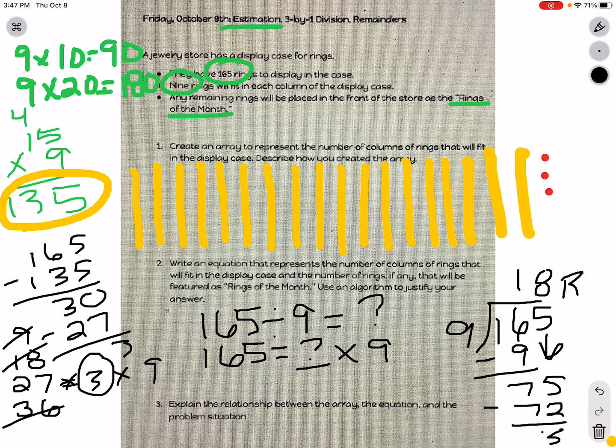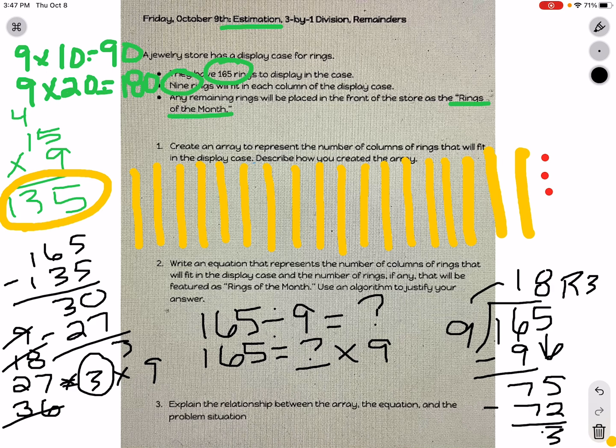18 remainder 3. How can we double check ourselves? If you said 18, we can multiply 18 times 9, and we should get 165. You are correct, and that does work.